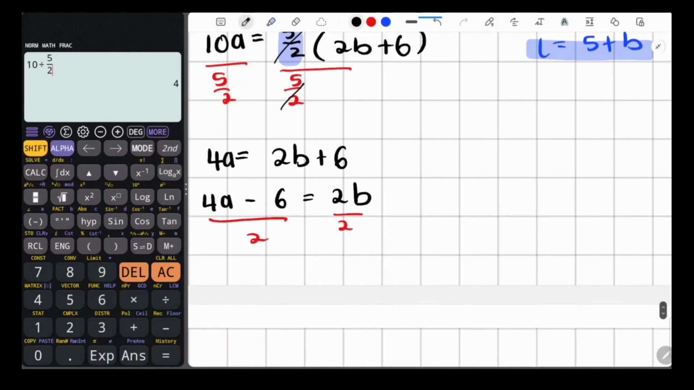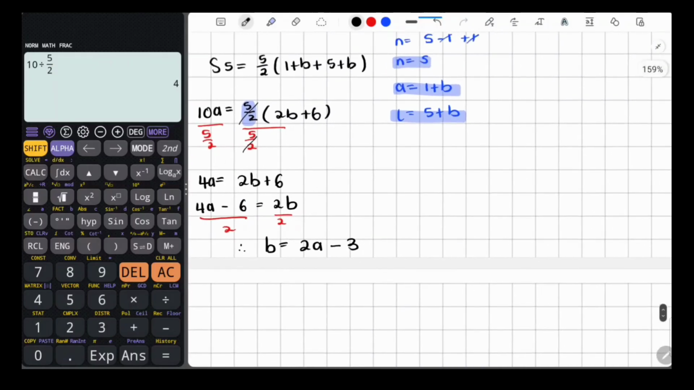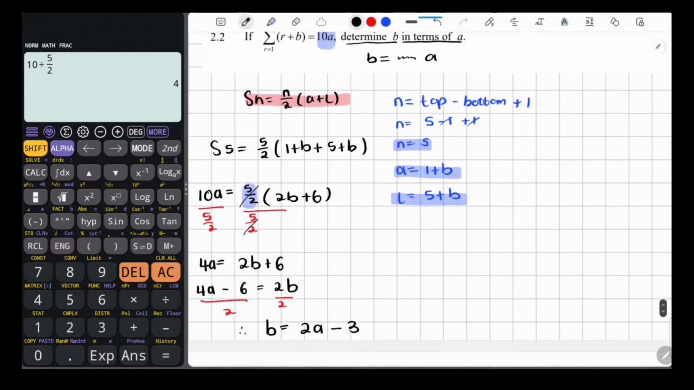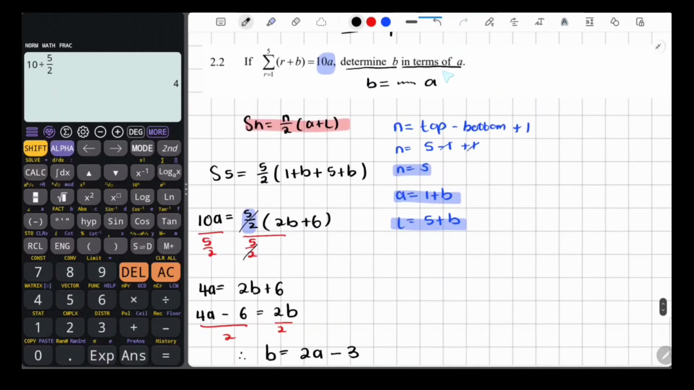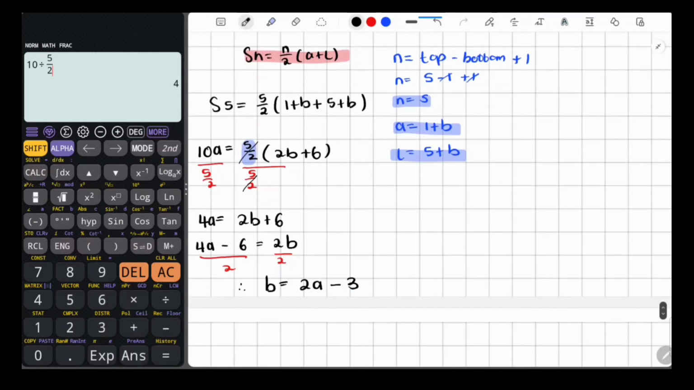And so we can therefore say that b is equal to 4a divided by 2, that's 2a, negative 6 divided by 2, that's minus 3. And there we go. That's our answer. We have made b the subject, determined b in terms of a.